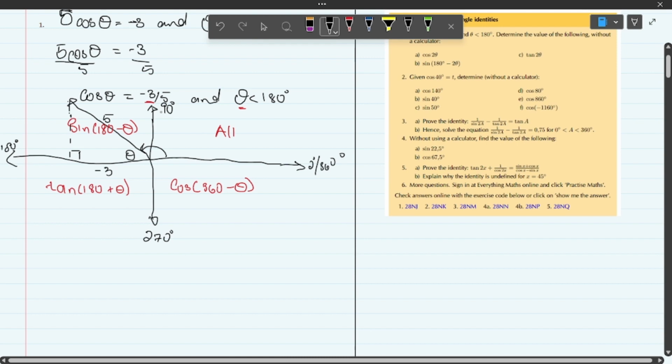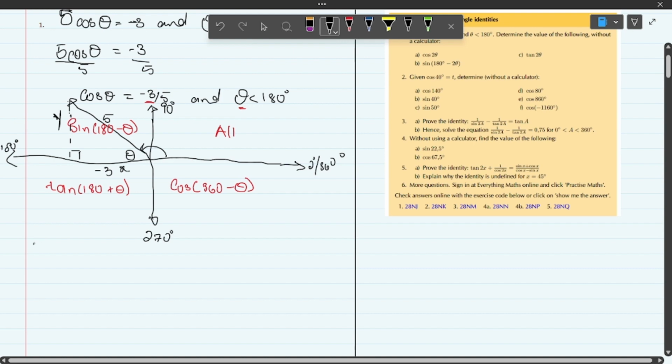Okay, so what we're going to do next is find the opposite side, which is the vertical side. So how can we find the value of y? Because this is y, and this is x. We can find the value of y by using the Pythagoras theorem.